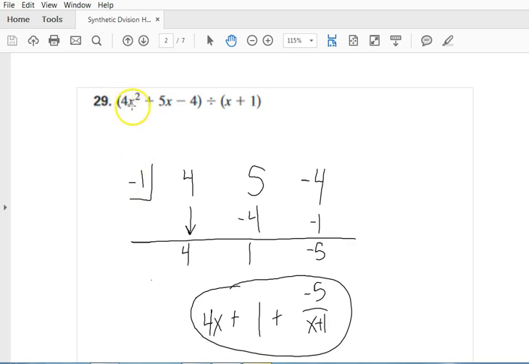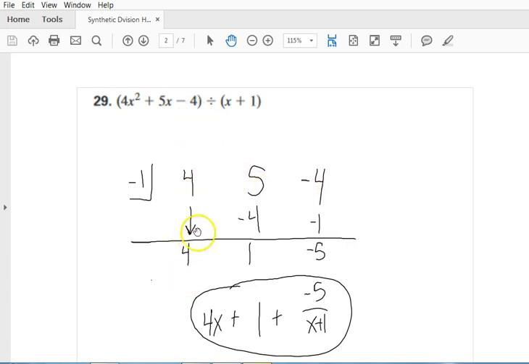Okay, I start with an x². Then I go to an x, then a constant term. Therefore, I need no placeholders here. Because of the simple fact I go 2, 1, and none, as it were, for exponents. So I'm good to go there. So my coefficients are 4, 5, and -4.